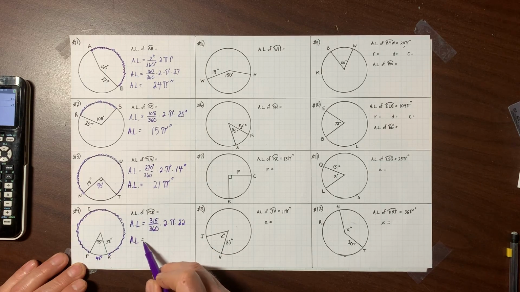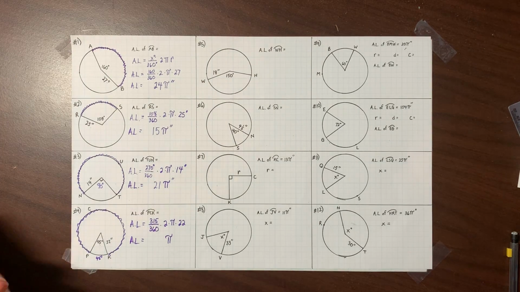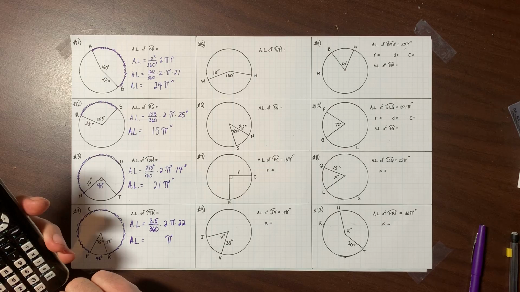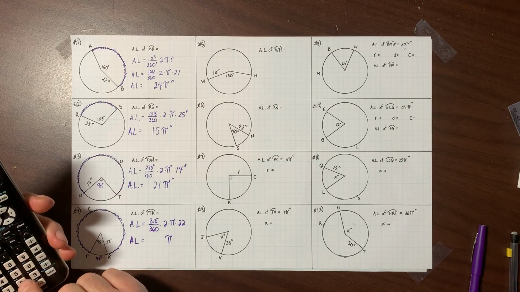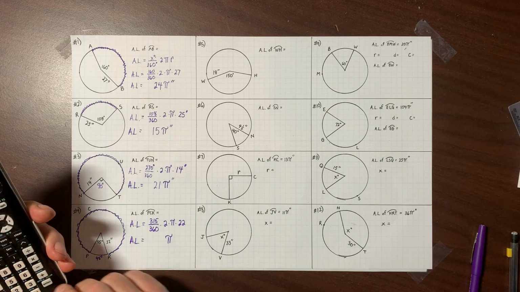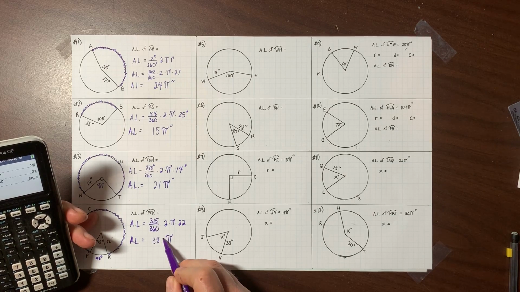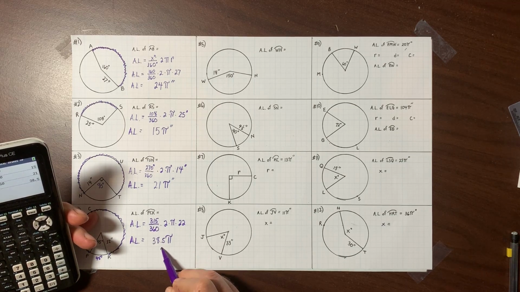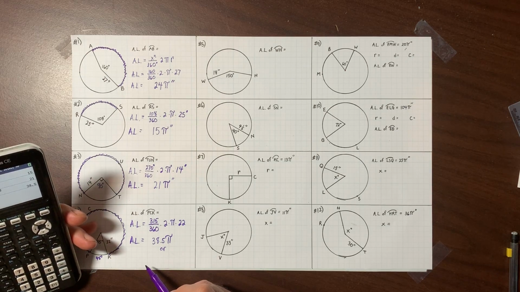Time to go to the calculator here. I'm going to get my answer in terms of pi. In my calculator, I am putting 315 times 2 times 22, then dividing that by 360. And I'm coming up with 38.5 times pi.